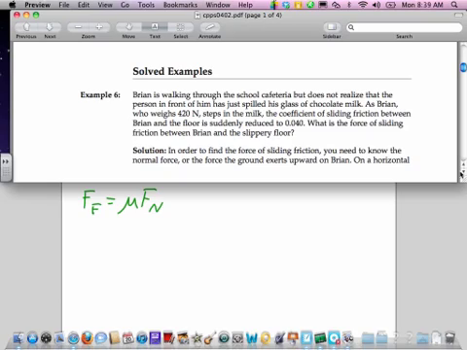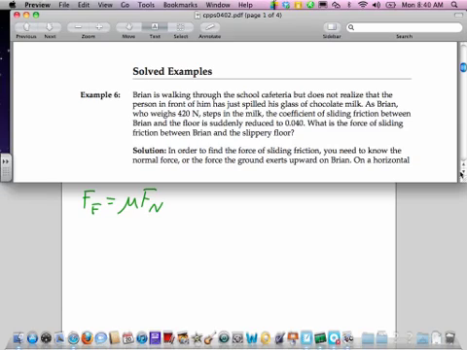All right, so let's take a look at this example. It says Brian is walking through the school cafeteria but does not realize that the person in front of him just spilled his glass of chocolate milk. As Brian, who weighs 420 newtons, steps in the milk, the coefficient of sliding friction between Brian and the floor is suddenly reduced to 0.040. Notice that the coefficient of friction has no label because you're comparing two forces, so the labels cancel. What is the force of sliding friction between Brian and the slippery floor?